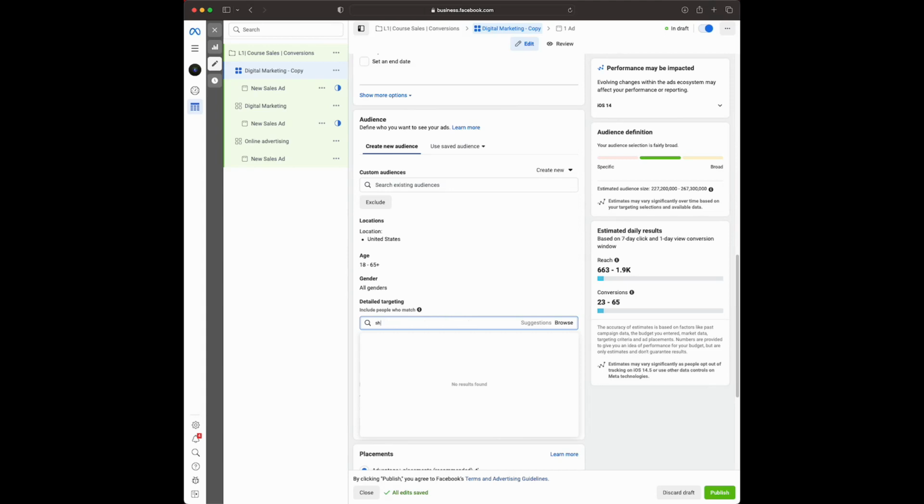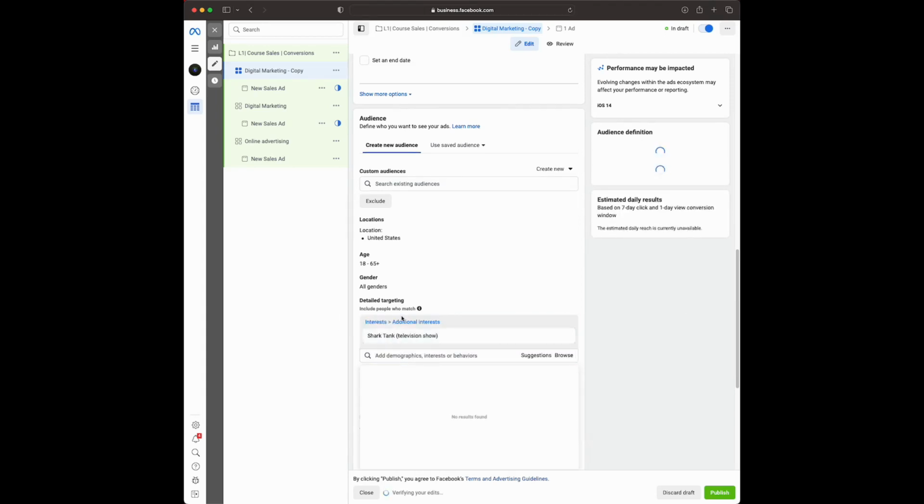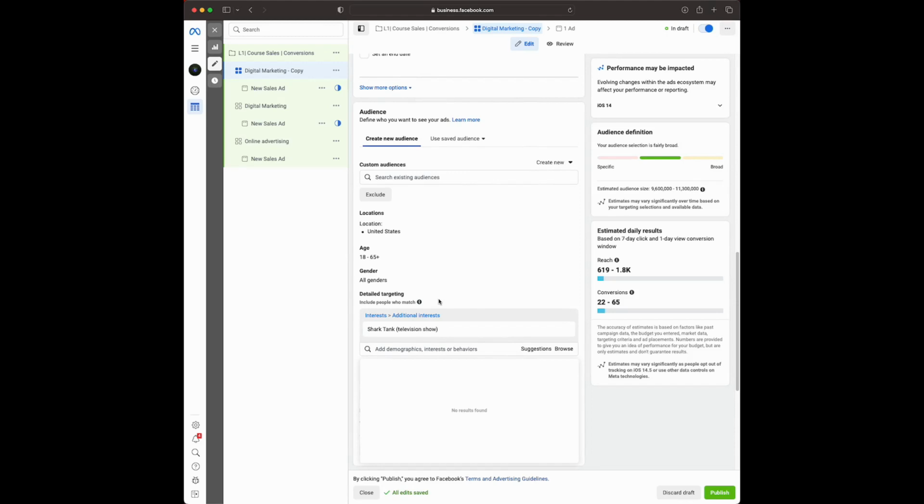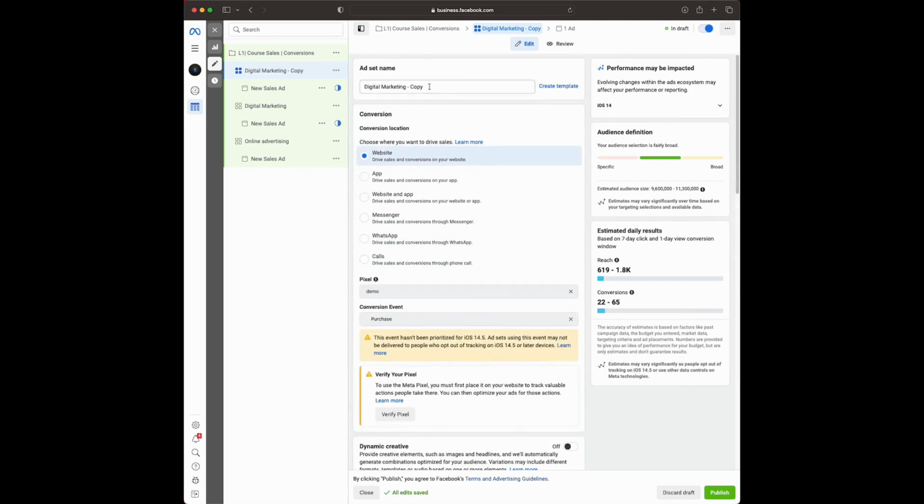So I'm going to go with Shark Tank. Since all of my potential customers and clients are small business owners and entrepreneurs, they probably would like a show like Shark Tank that has other entrepreneurs and it's literally about entrepreneurship, right? So for the third layer, we're going to select Shark Tank. Now we can go back up to the top and rename our ad set.